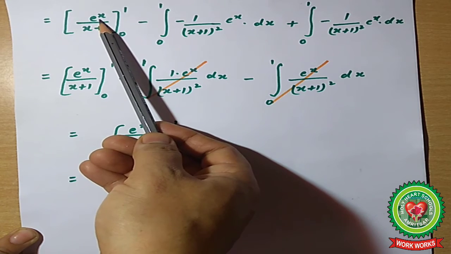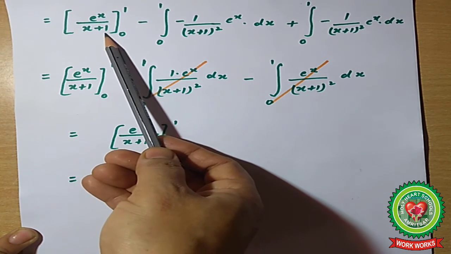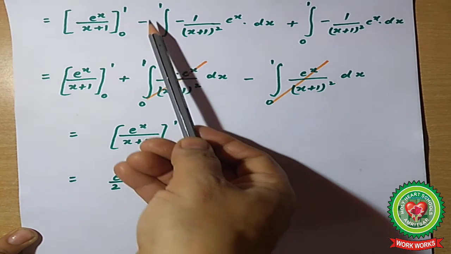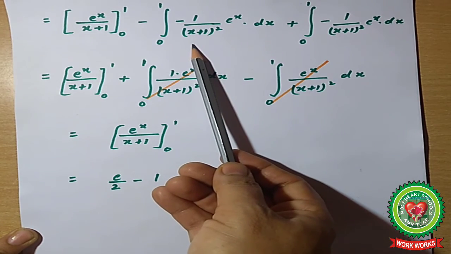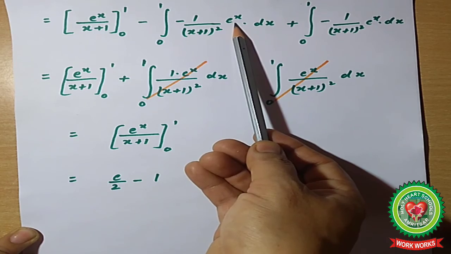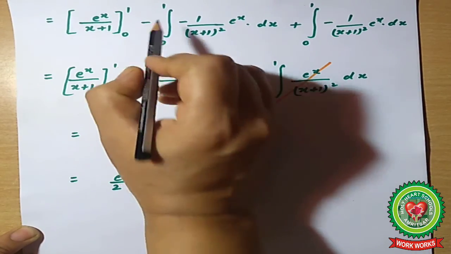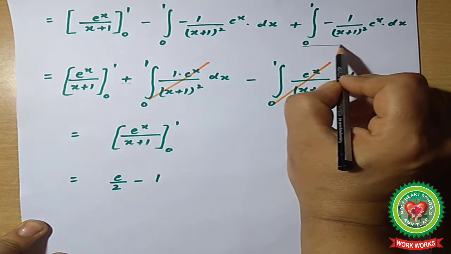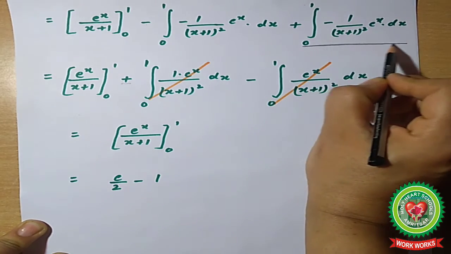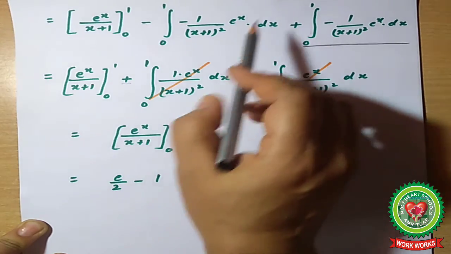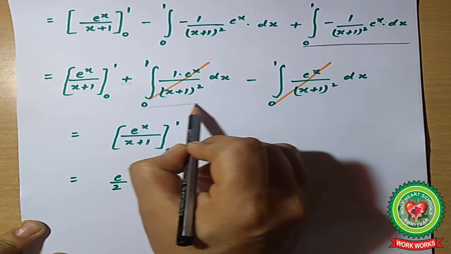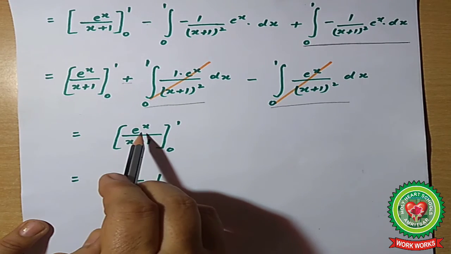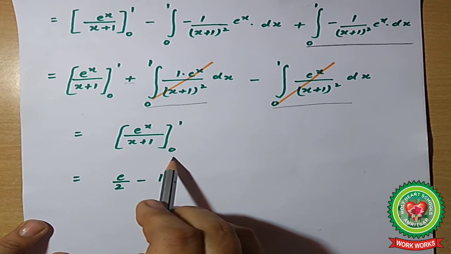So, it will be equal to e raised to power x upon x plus 1, limit is as it is there, 0 till 1, minus integral of 0 till 1, minus 1 upon x plus 1 whole square e raised to power x. Now, this minus and this minus will change the sign, it will be equal to plus, and now we will find out that whatever integration is there with respect to the 0 till 1 limit, it is fully cancelled. This full integration is cancelled with the full integration. Now we are having an answer e raised to power x upon x plus 1, 0 till 1.